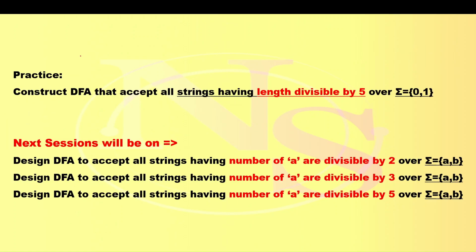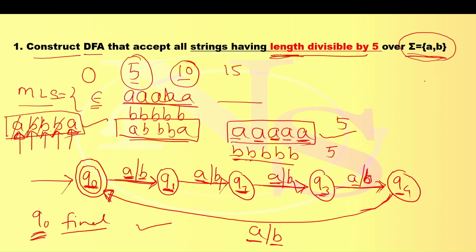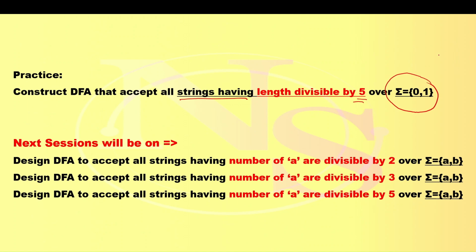You can practice a similar question to accept all the strings where the length is divisible by 5. The only difference is that here sigma is 0, 1, and in our example sigma was a, b. In the next session we will learn a few more examples where we need to design a DFA that accepts all the strings where the number of a's is divisible by 2, 3, 5. Here especially we are focusing on the number of a's. In our previous example we were focusing on the length of the string.